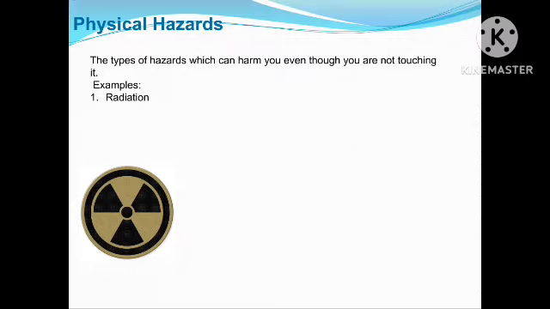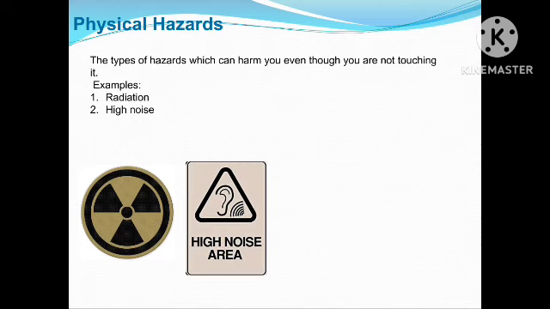You see, high noise, when you stay nearby such equipment or machinery where the noise level is more than 85-90 decibels, then there is a risk of losing your hearing. So you can see the symbol, the high noise area, such type of signals are basically kept in the area where there is a machine running with high noise. So high noise is also a physical hazard.